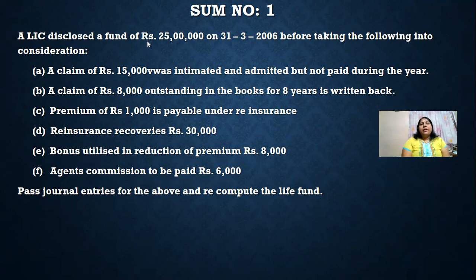The life fund given in this problem is the incorrect life assurance fund because it doesn't take into account the following information. It can be income or it can be expenses. We need to adjust those items, either to add or deduct, along with this incorrect life assurance fund. Then we'll come to know the correct life assurance fund. One more thing in this problem: they ask for the journal entries. Let me check the next slide.